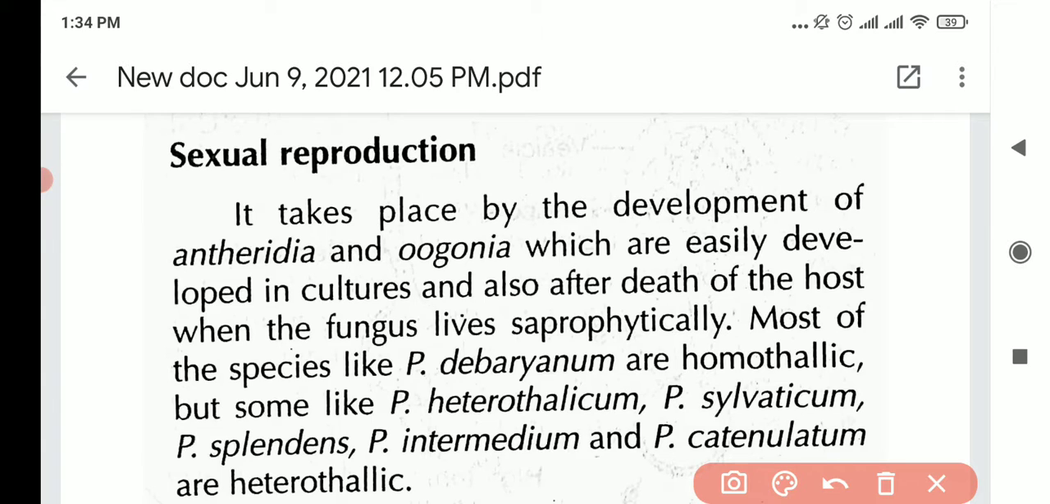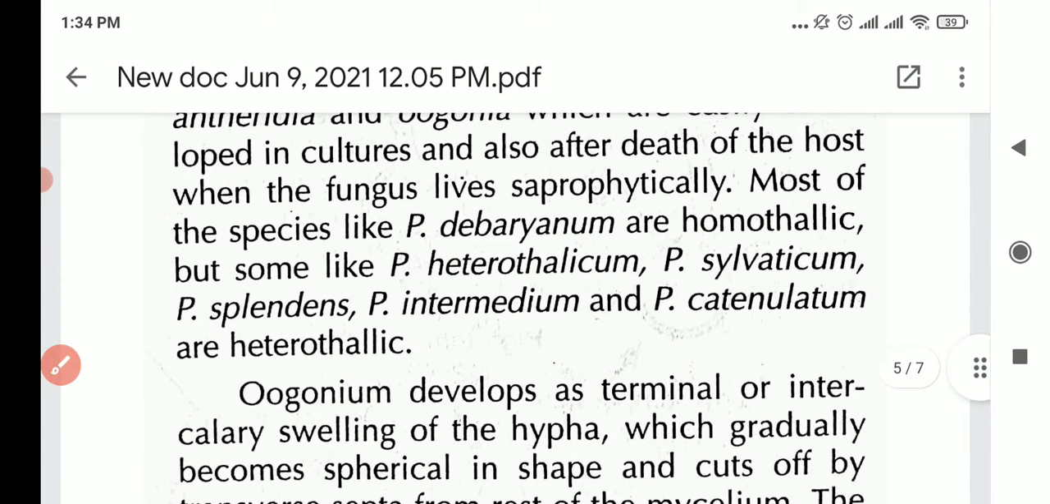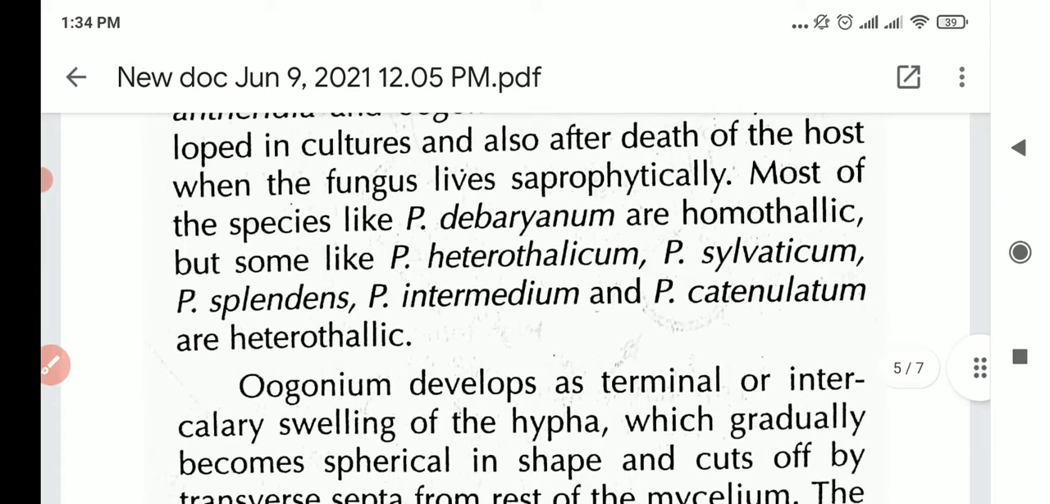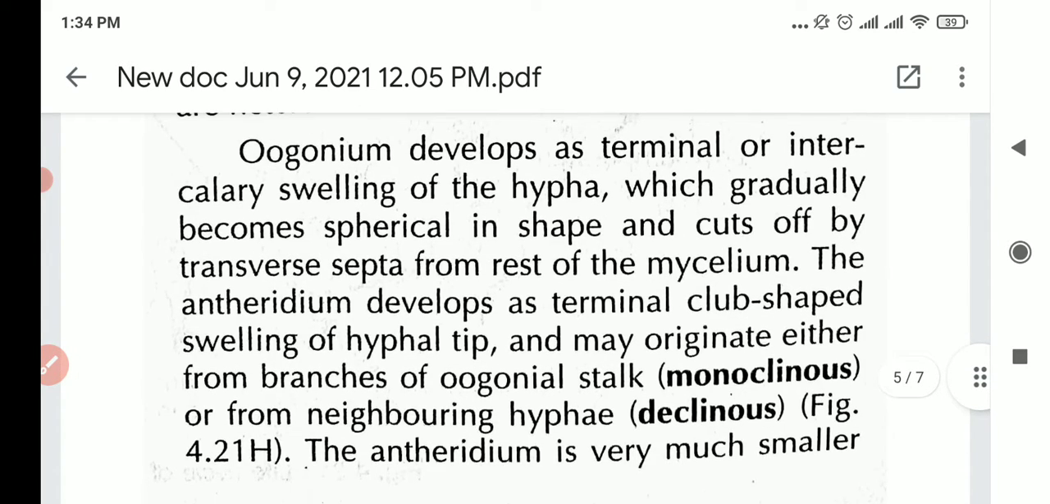The species of Albugo are homothallic, and some species are heterothallic. Homothallic means they have the same type of vegetative body, and heterothallic means they have two types of mycelia. Homothallic is one type of mycelia, heterothallic is two types, meaning their shapes are different. Homothallic means the mycelium all looks the same.